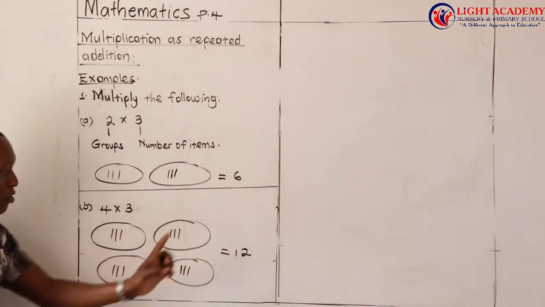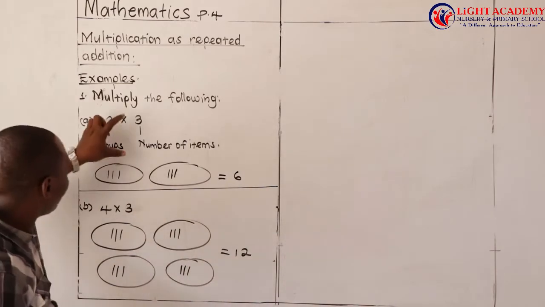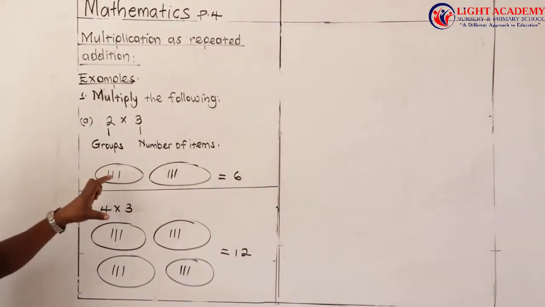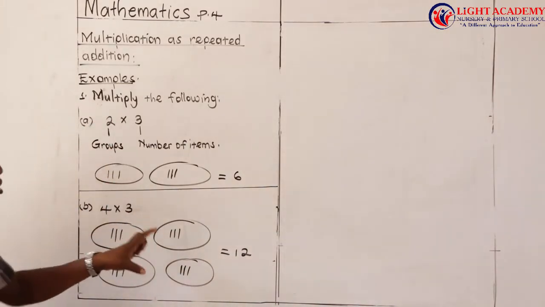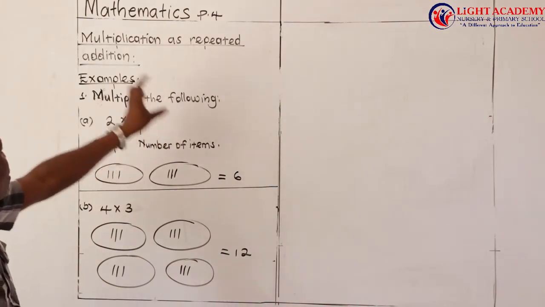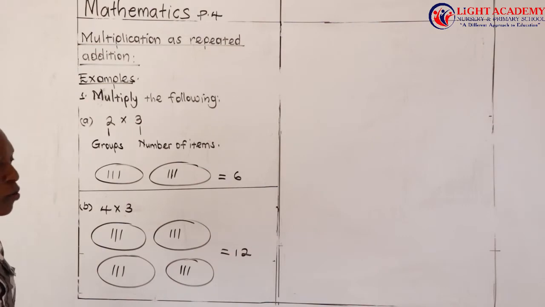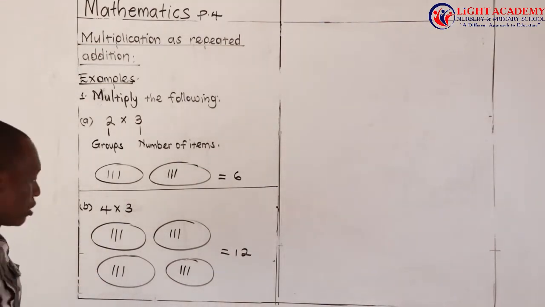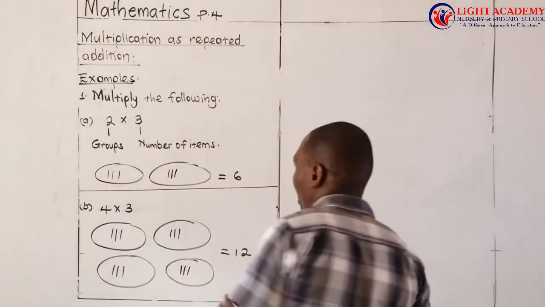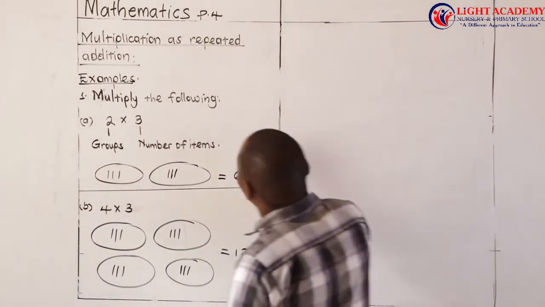Right? Now, I just wanted us to use this idea of number of groups and number of items to understand faster what we call multiplication as repeated addition. What is the relationship between multiplication and addition? These ones are related, right? So we can have some other examples.